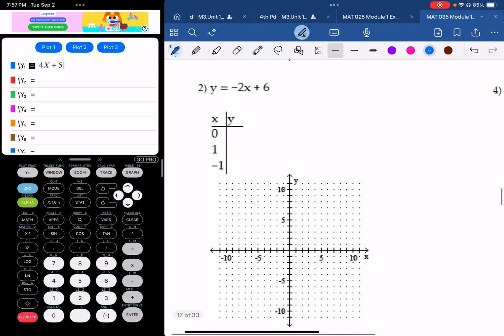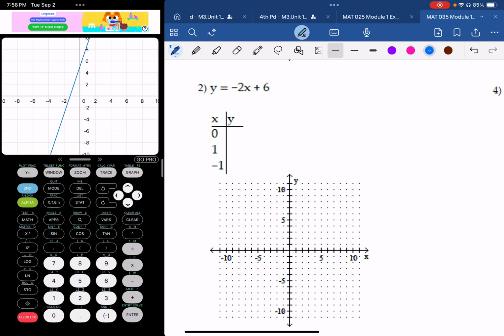So here, if we wanted to practice that, we could go back to y equals, hit the clear button, and then we're going to start over. So now we're going to do negative 2x plus 6. We can see what the graph looks like. Okay. It's a negative slope, that's why it's going down. You can see it going through 6.